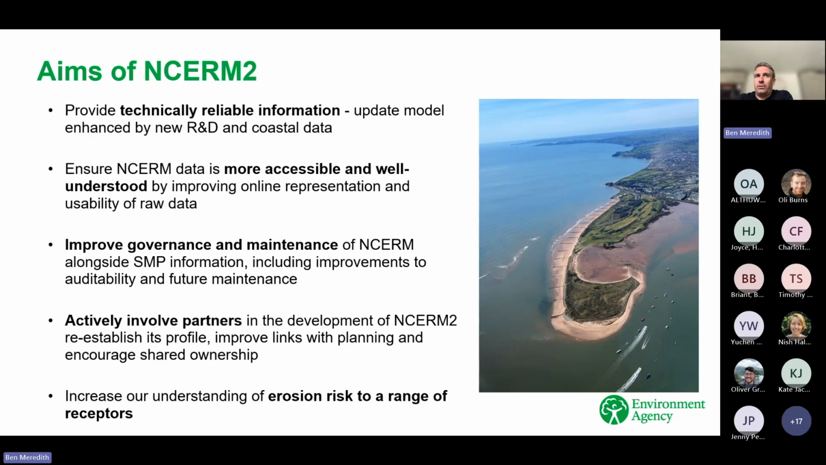Throughout the project, we worked collaboratively with partners on our project governance groups and directly with local authorities to ensure that the right data was being used to create sensible projections of erosion risk. And we also wanted to update our analysis of the receptors at risk from erosion.